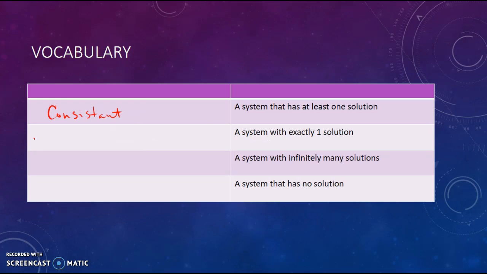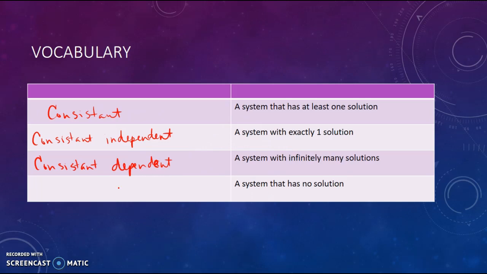A system with exactly one solution is a consistent independent. So kind of think of it as independent, you're on your own, one. And then a system with infinitely many solutions is a consistent dependent. So they're both consistent because they have at least one solution. The independent has only one solution, and the dependent has infinite solutions.